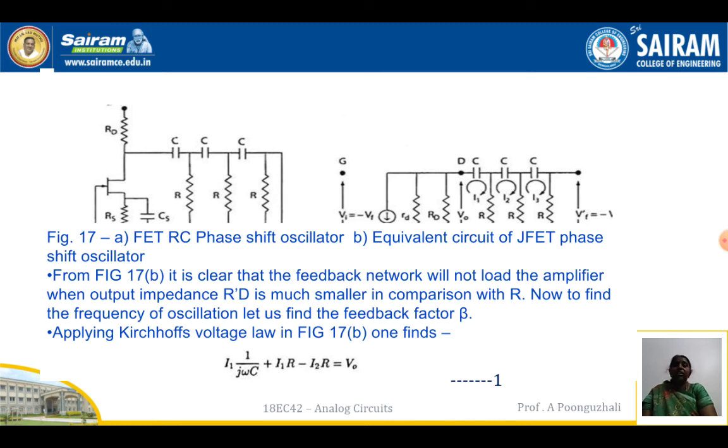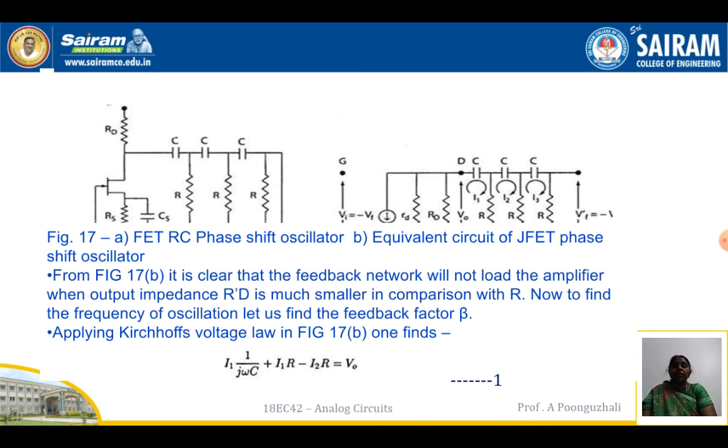So you can see that the feedback network will not load the amplifier, because your output resistance Rd dash is going to be much smaller in comparison with the R value. Here we have the output resistance Rd in comparison to R. Now we are going to find out the frequency of oscillation.